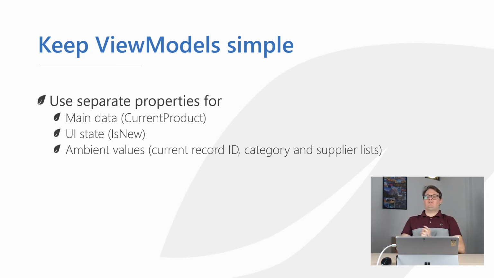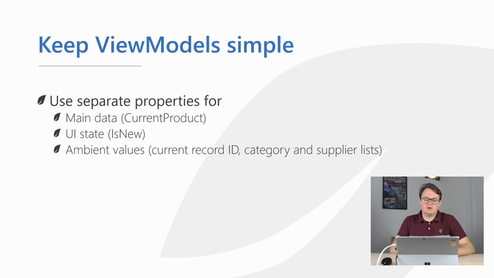And then we have some ambient values that basically we cannot change, but they are given to us from some other parts of the application. For example, the current record ID goes from the route. There is no way the page itself can change it. It could only redirect to the same page with a different ID, but it gets the ID from the route and there is no way to change it.